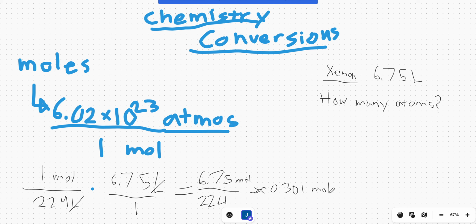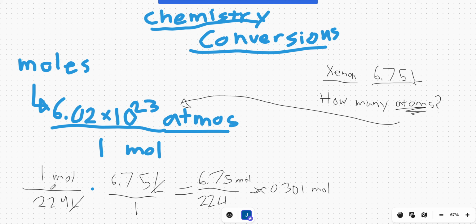Now, this is highly important. To trace back our steps, we were given that a balloon was filled up with xenon, and that the balloon's volume was 6.75 liters. We want to figure out how many atoms. Atoms is the important number. Now, if we refer back to our expression that we had at the beginning of this video, we know that 6.02 times 10 to the 23rd atoms is equivalent to 1 mole. Cool.